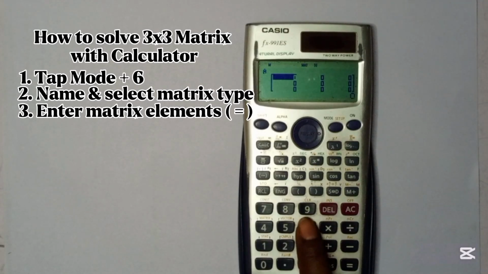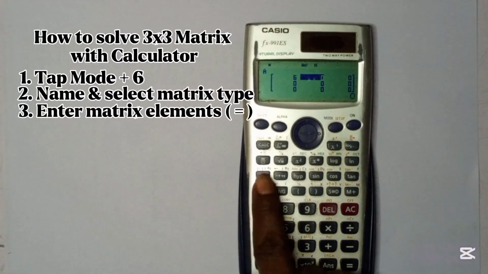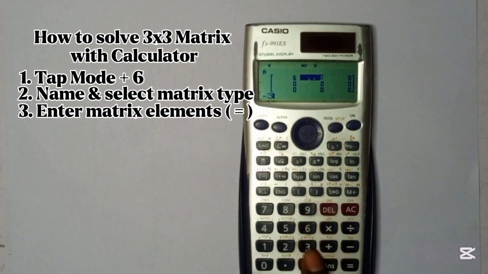I'll use the first as 6. Press enter, it assigns it. You can see it here. Then I'll immediately press the next one. Let's use -3. Press equal to, see that. Press 0, enter. You can see.